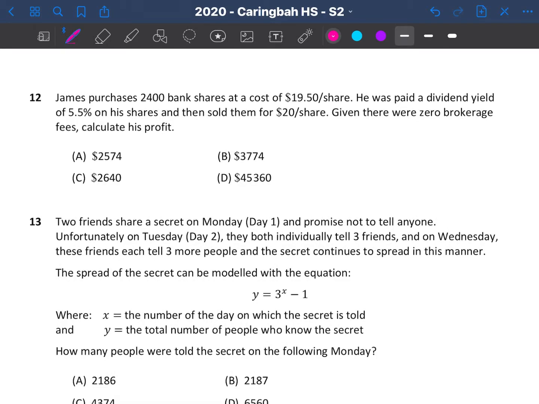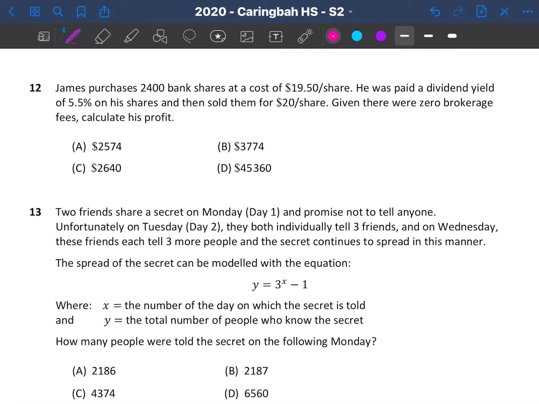Question 12. Jane purchases 2,400 bank shares at a cost of $19.50 a share. He was paid a dividend yield of 5.5% on his share, and then he sold them for $20 a share. Given there were 0 brokerage fees, calculate his profit. Okay, let's find out first how much it cost him to purchase these stock. $19.50 times 2,400 shares.